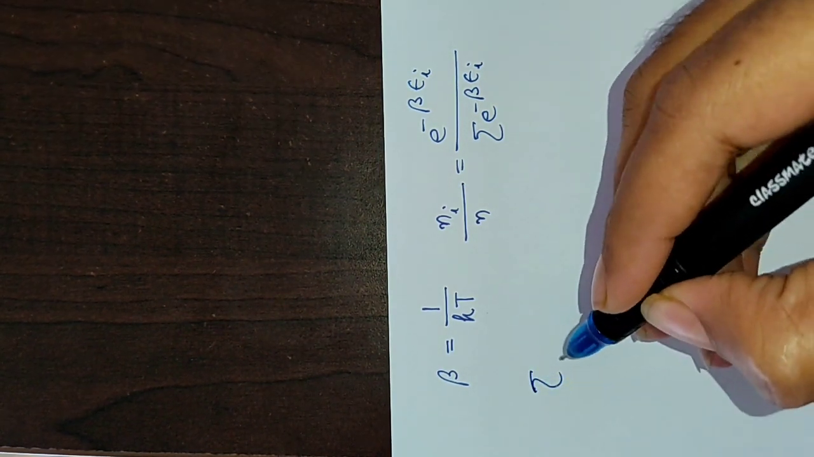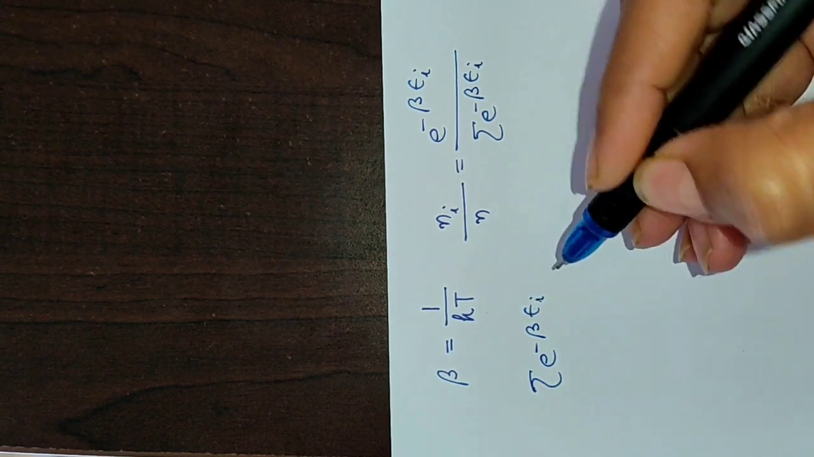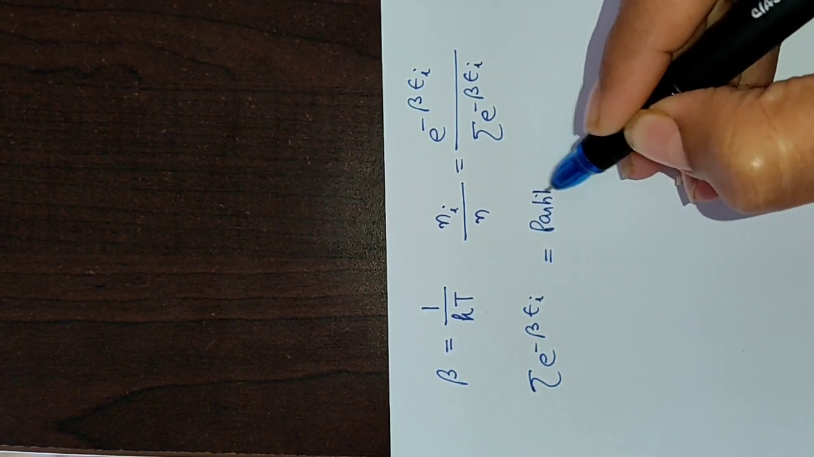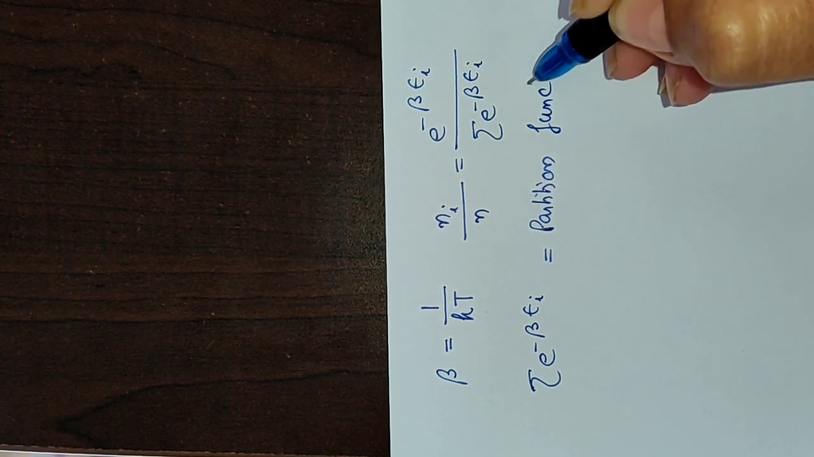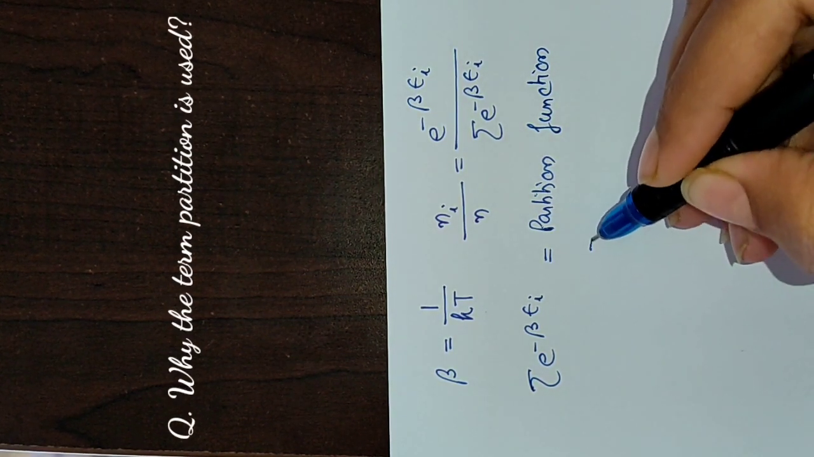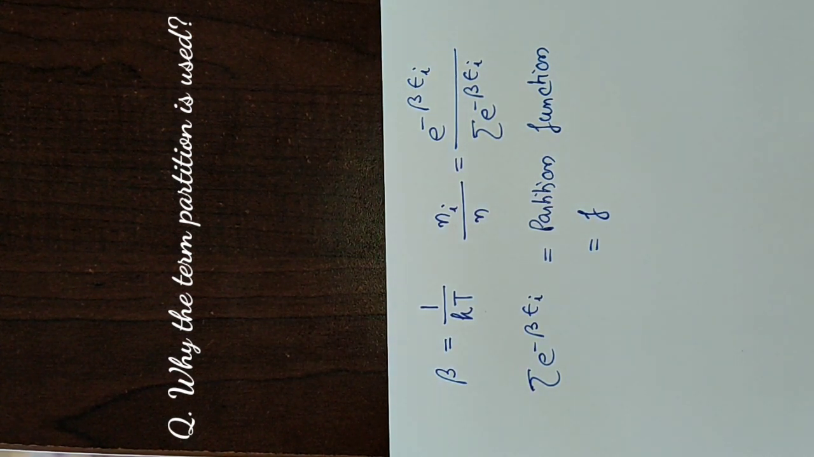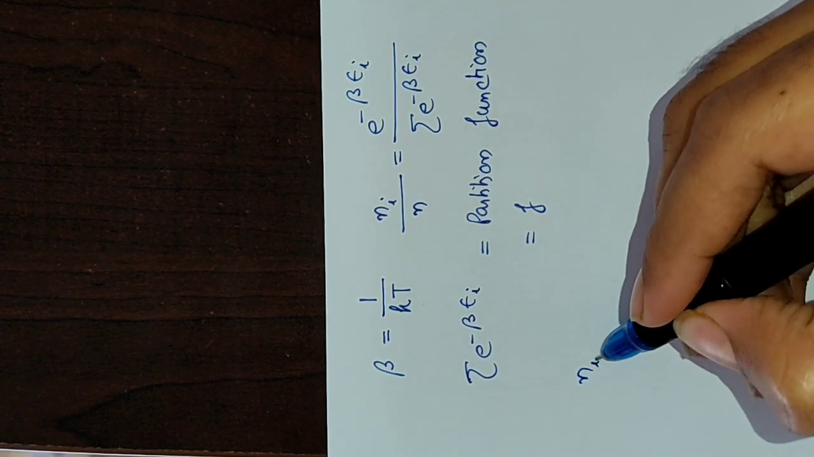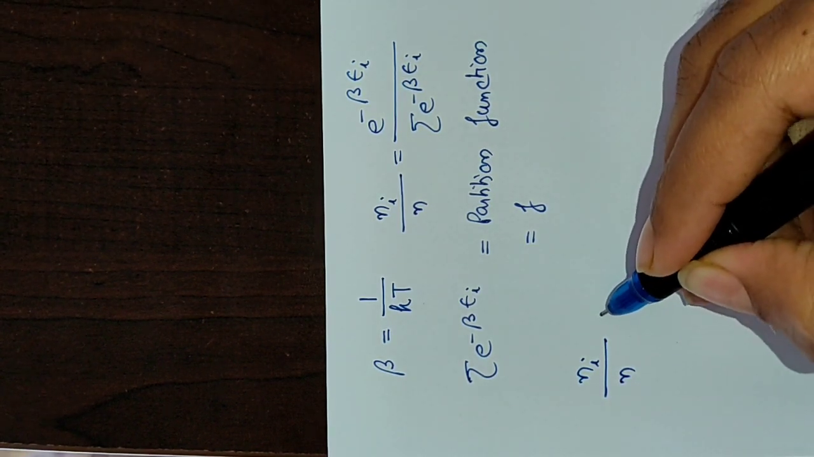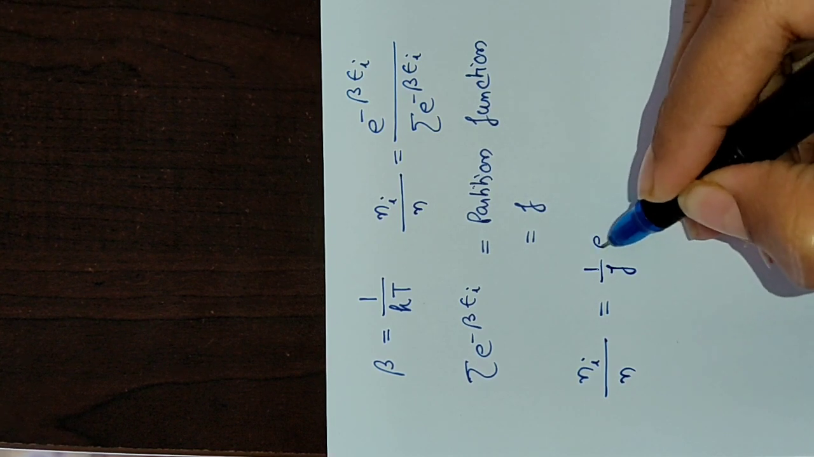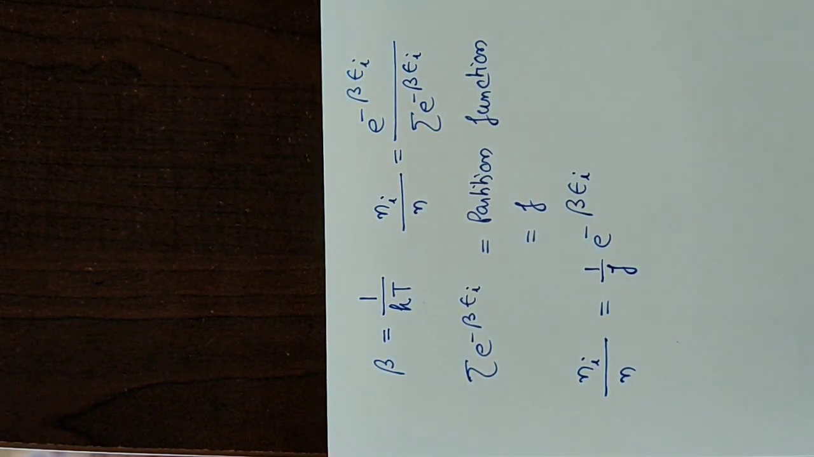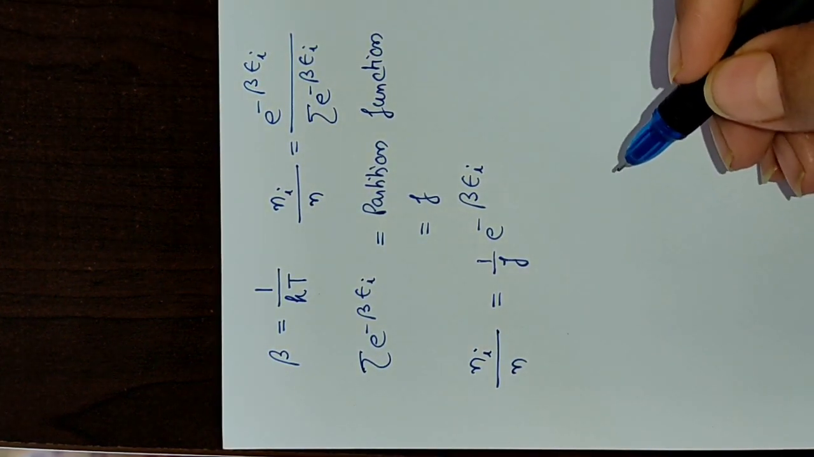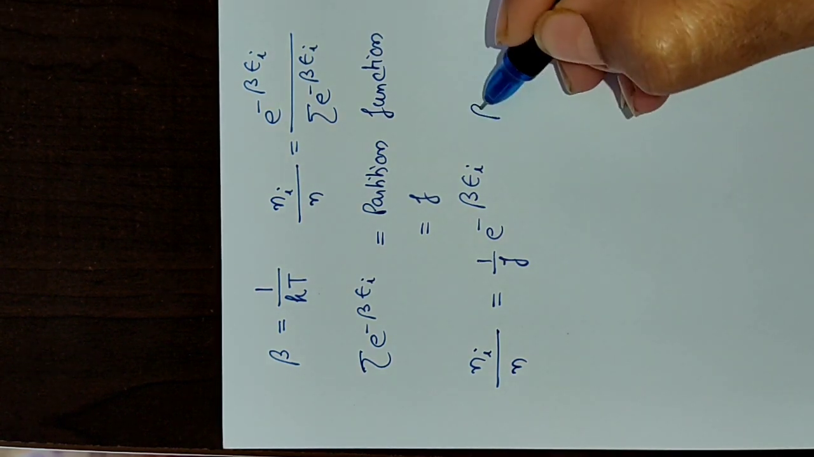Now this summation over e to the power minus beta epsilon I is called the partition function. It is symbolized as F or Q. Let us use the symbol F. So Boltzmann distribution law can be rewritten as Ni upon n equals to 1 by F e to the power minus beta epsilon I. Now this beta is called the modulus of distribution.